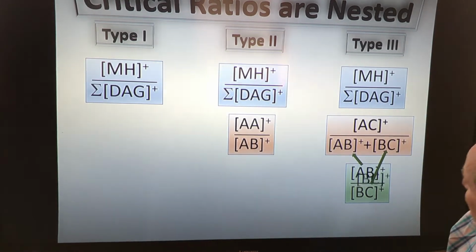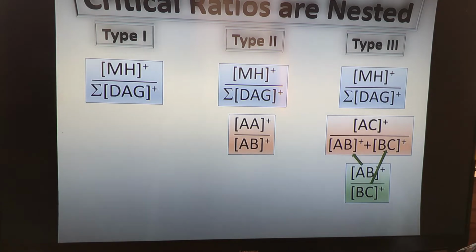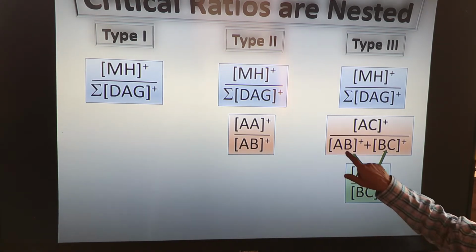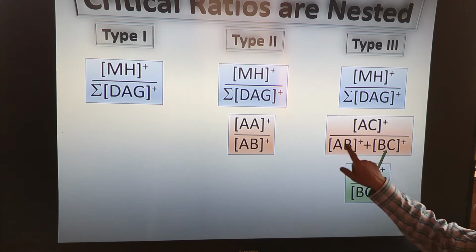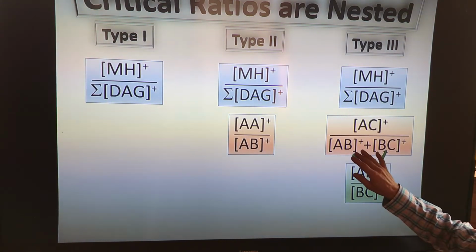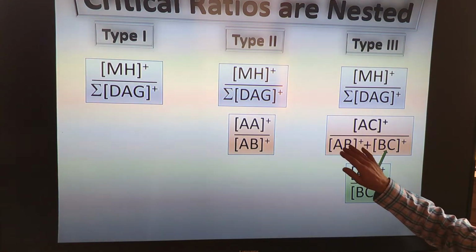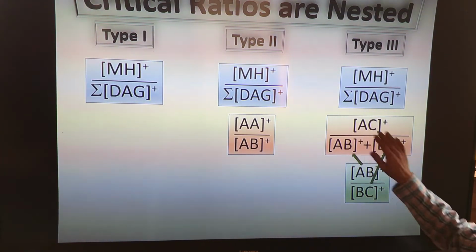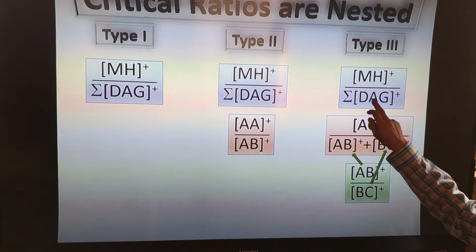So if you'll notice, these ratios ended up being nested into one another. The denominator of this ratio ended up being the sum of the following, succeeding ratio. And that means then that the sum of all of these will be the sum that's in that denominator.